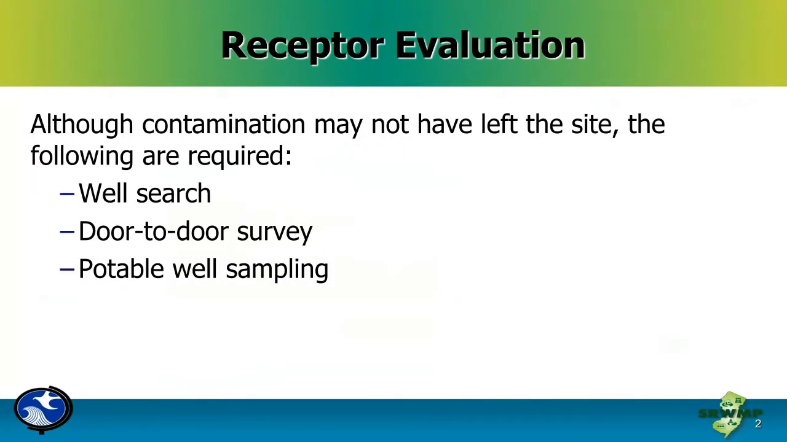There are multiple components to the receptor evaluation associated with groundwater and potable wells. And of the things listed here, a well search, door-to-door survey, and potable well sampling are required even if the contamination has not left the site. Again, these are just some common issues the receptor team in BIR runs into. To that effect, delineation of contamination, soil or groundwater, is not a precluding factor to conducting a receptor evaluation.